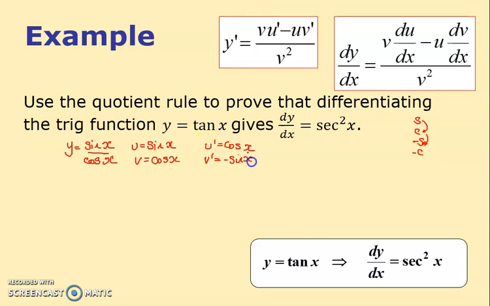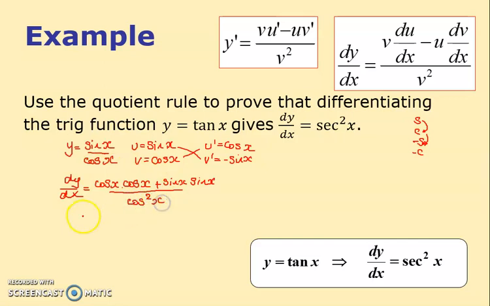So let's put that into my rule. dy by dx equals, using this rule, v u dash, which is cos x times u dash, which is cos x, minus u, which is sine x, times v dash, which is minus sine x. Well, minus and minus makes that a plus, all over v squared, which is cos squared.